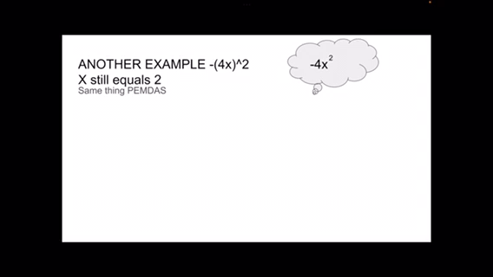So in this scenario, x still equals 2. Same thing, you start with PEMDAS and you do the parentheses. So we input x equals 2 into the parentheses. So do parentheses first. Negative 4 times 2 to the power of 2. 4 times 2 is 8, and 8 to the power of 2 is 64. So we get negative 64.